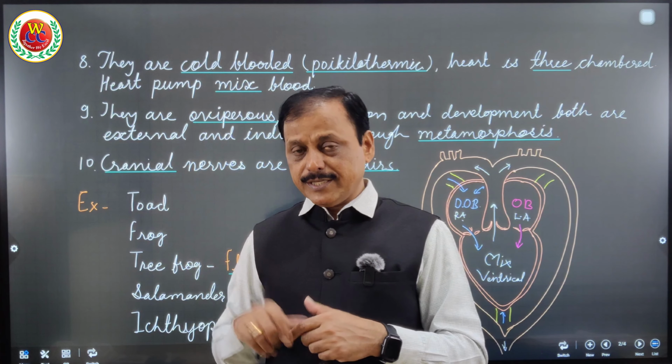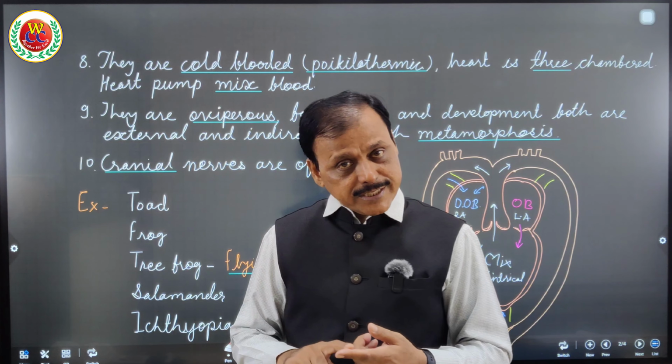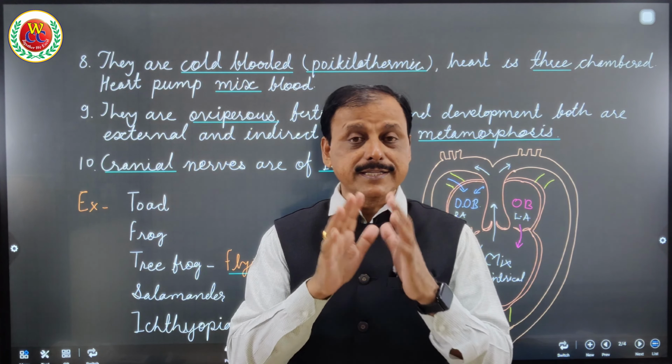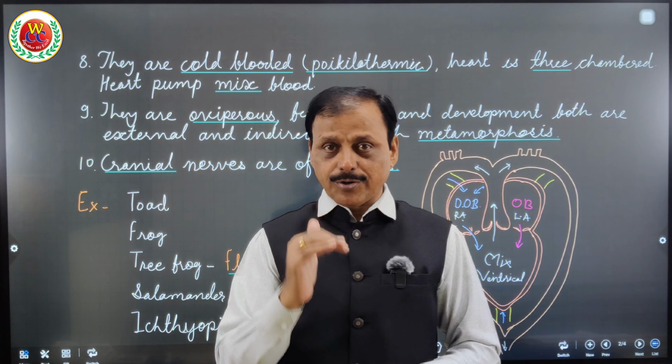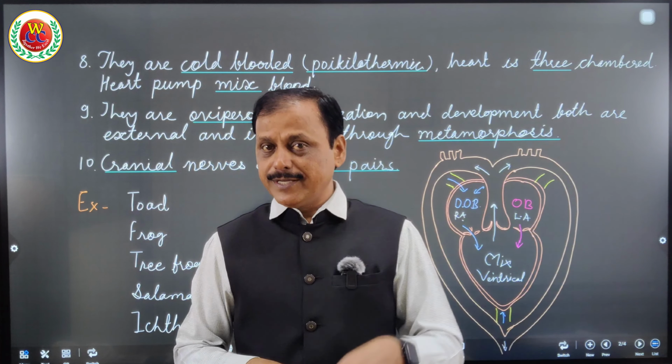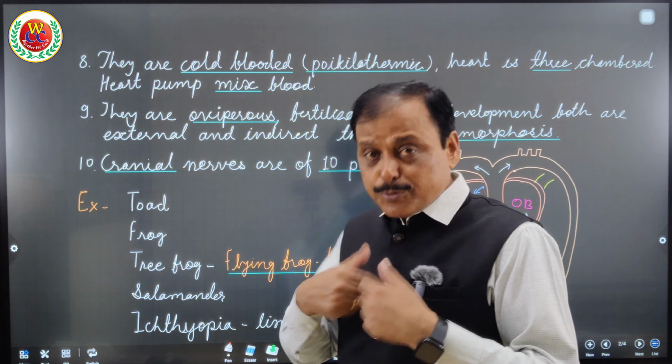Moreover, frog is cold-blooded with a 3-chamber heart pumping mixed blood, and this characteristic can be asked as a right or wrong statement: one of the following is right or wrong. For that also you can prepare. I hope I have guided you as I was supposed to.